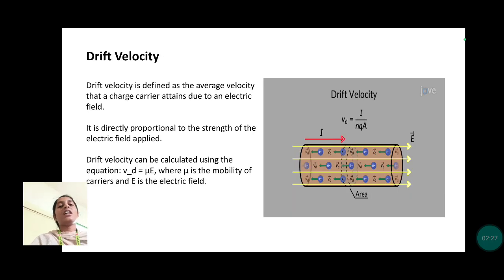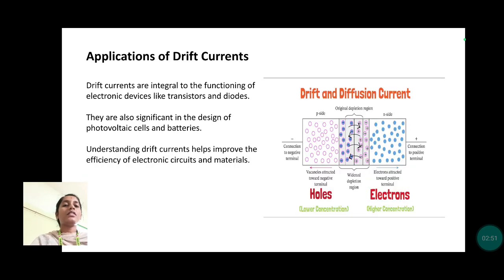Coming to the next one, drift velocity. Drift velocity is defined as the average velocity that a charge carrier attains due to an electric field. It is directly proportional to the strength of the electric field applied. Drift velocity can be calculated using the equation v_d equals mu times E, where mu is the mobility of carriers and E is the electric field.